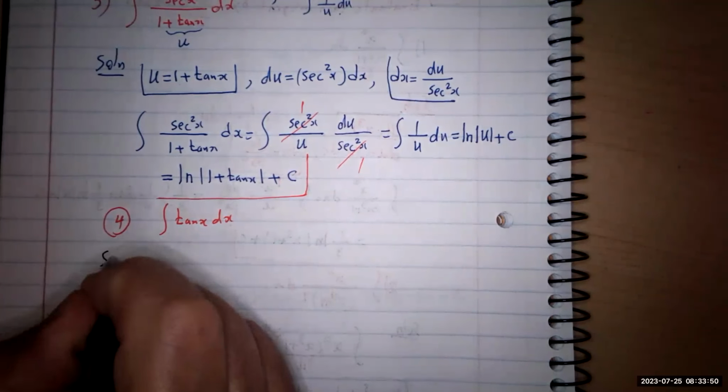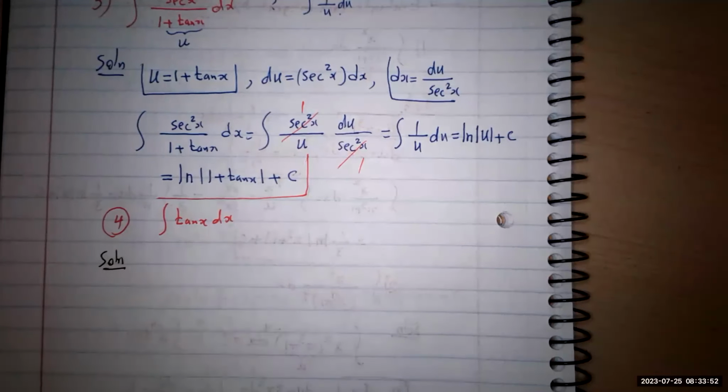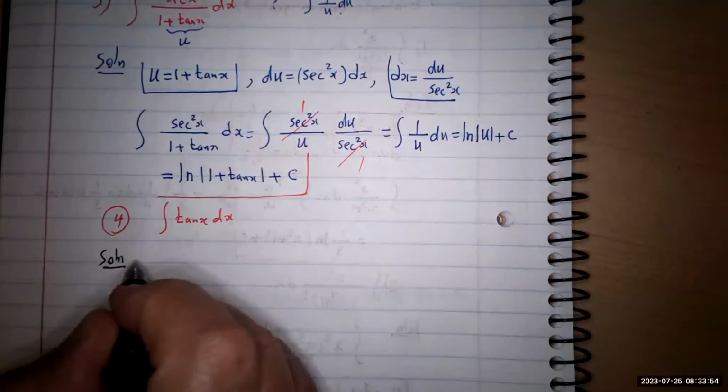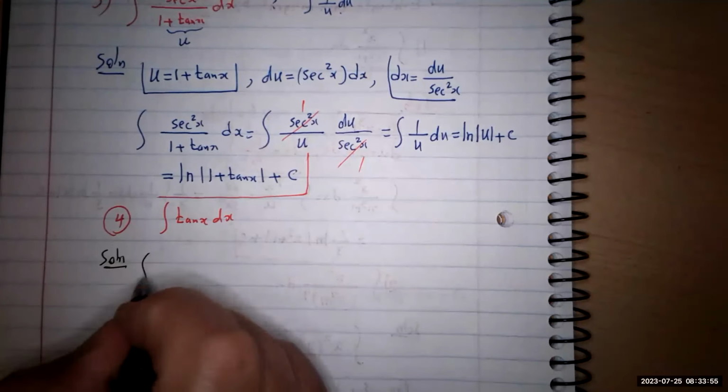So the solution is going to be, we rewrite tangent as sine over cosine. So the integral of tan x dx is equal to the integral of the tangent. Tangent is going to be sine over cosine. So it's going to be sine x on the top, cosine x on the bottom, dx. Let's say that's going to be the case.